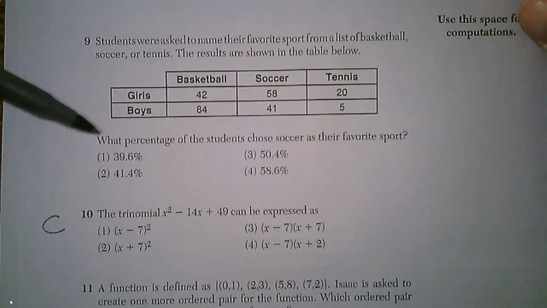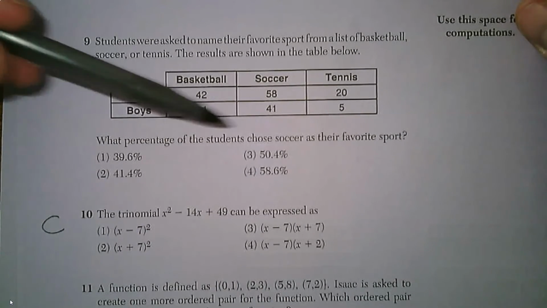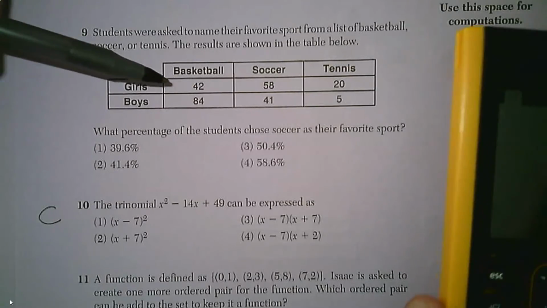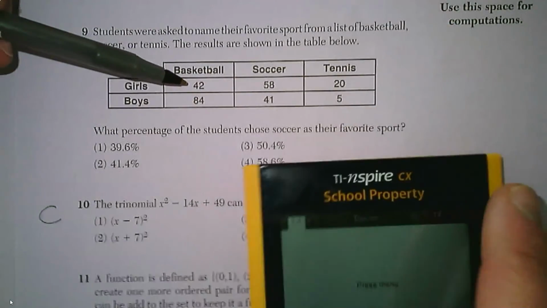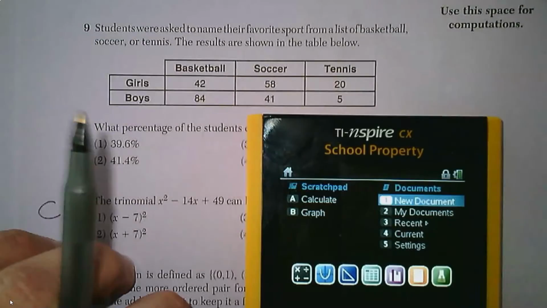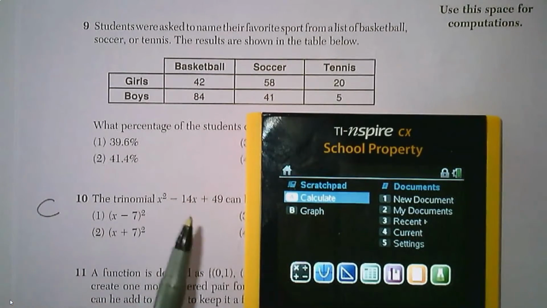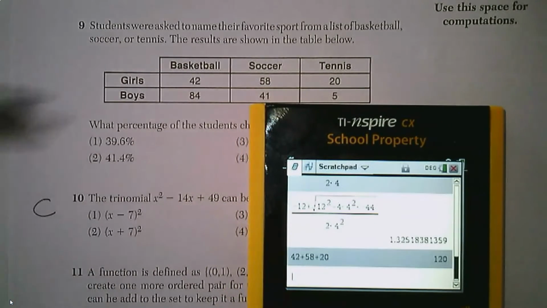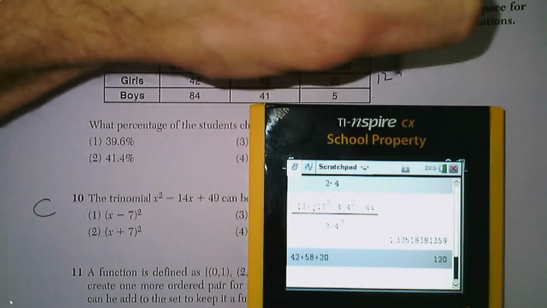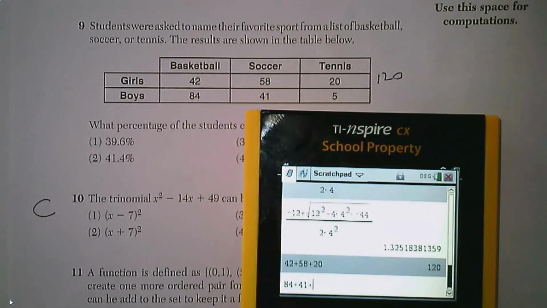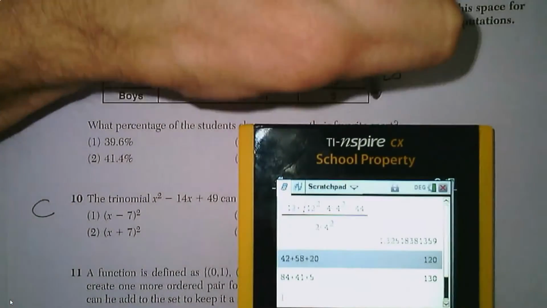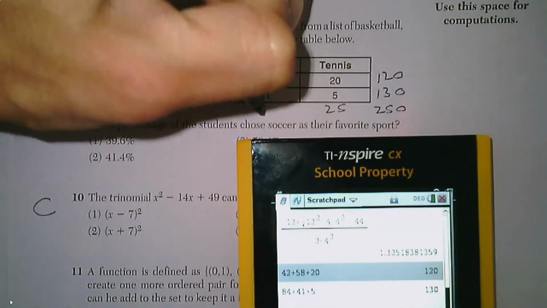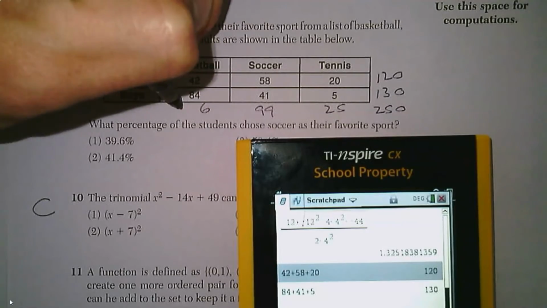Taking a look at question number 9, what percent of the students choose soccer as their favorite sport? So we're talking about all students. So we have to figure out a couple of totals here. So if I go ahead and go to the calculator and add these up, 42 plus 58 plus 20, there's 120 girls. 84 plus 41 plus 5 is 130 boys, 250 total.